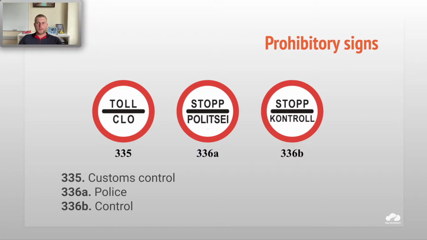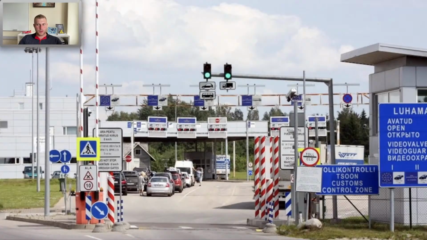Then we have different prohibitory signs, for example, customs control, police, casual control somewhere. Usually we can see this somewhere on the border of some countries.